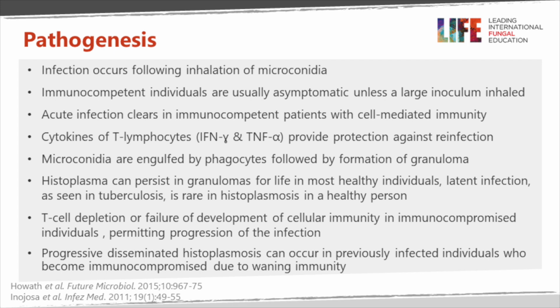When the microconidia are engulfed, this happens through various phagocytes, particularly macrophages and monocytes, and you get granuloma formation. And this latent infection can occur, or can reoccur, if you like, many, many years after exposure to an endemic area. So a long travel history may be helpful in terms of making a diagnosis, or at least suspecting this infection. And progressive disseminated histoplasmosis occurs in previously infected people who become immunocompromised because their immune system is impaired.